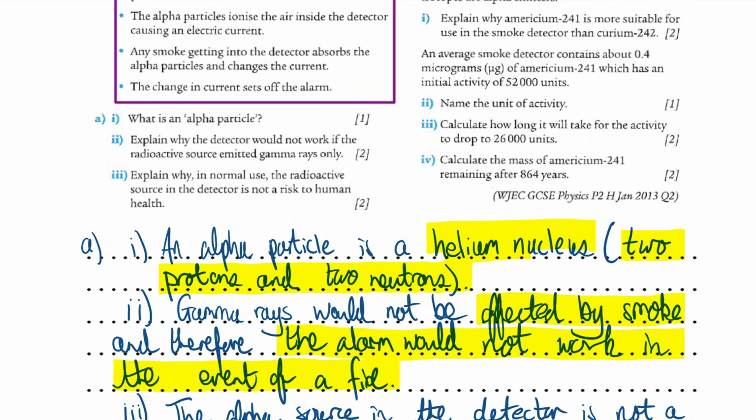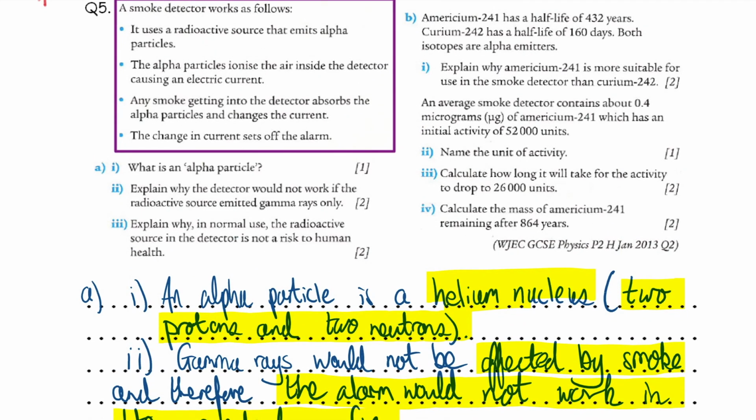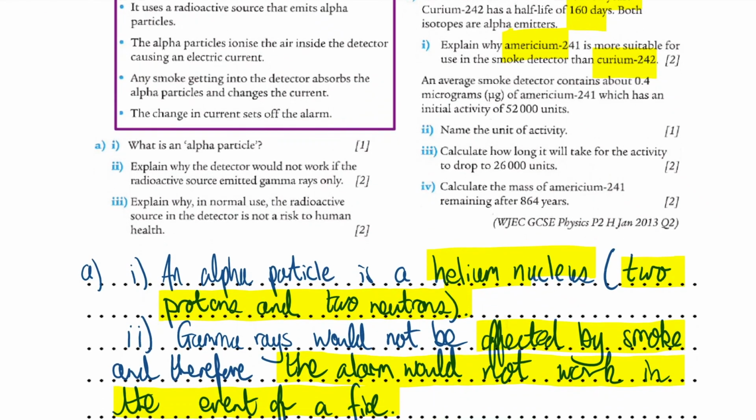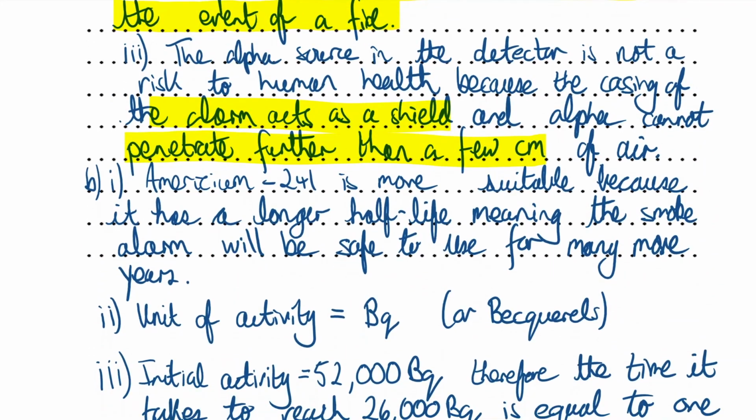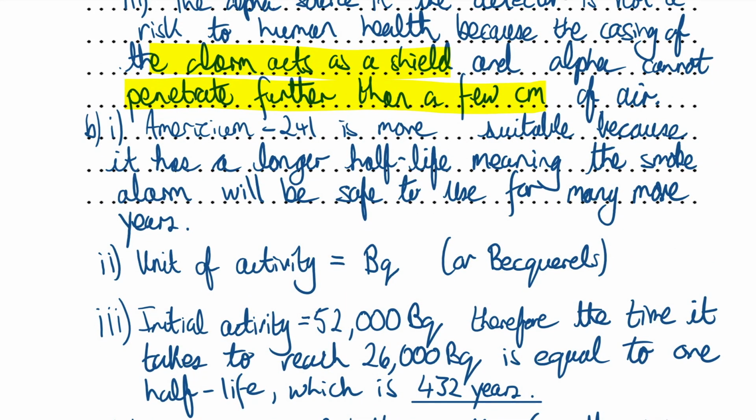B. Part 1. Why is americium more suitable than curium? Well, it's because curium has a shorter half-life of 160 days compared to americium, so the smoke alarm would last longer using americium. So safe to use for many more years. I'll put the full answer there.